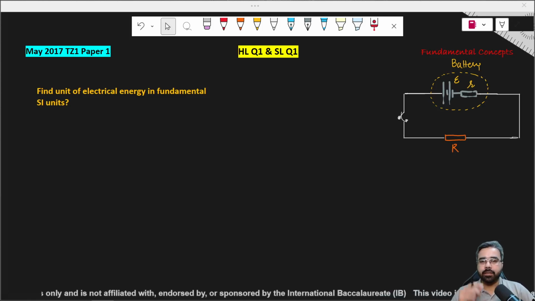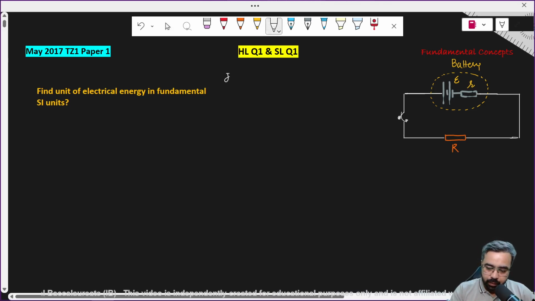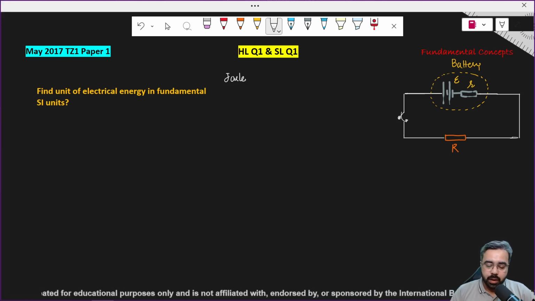In this question, we have to find out the unit of electrical energy in terms of fundamental SI units. Although there are various forms of energy, all types of mechanical energy, thermal energy, sound, electrical, all the forms of energy have the same unit, that is joule. And you can express joules in terms of fundamental SI units, but in this question, we will first find out the joule in terms of fundamental units from a specific circuit.